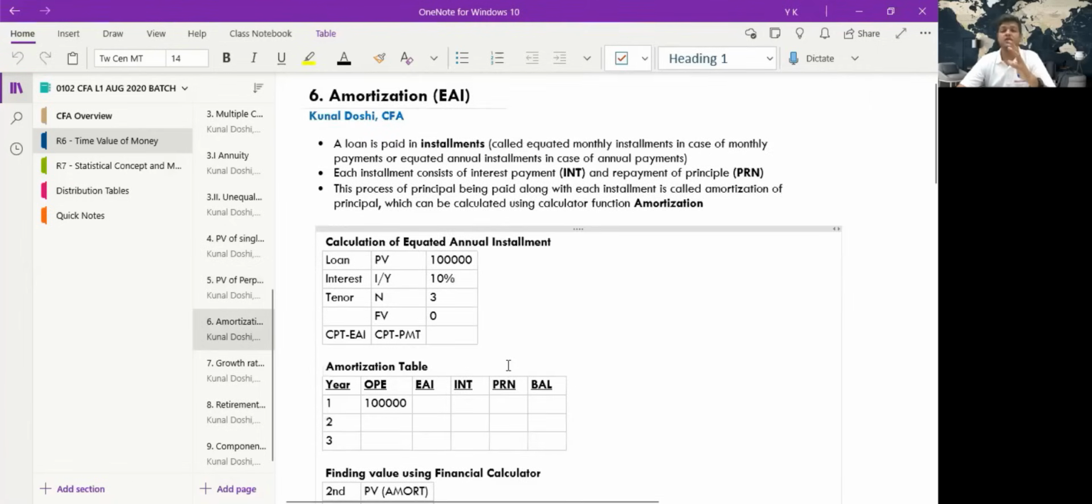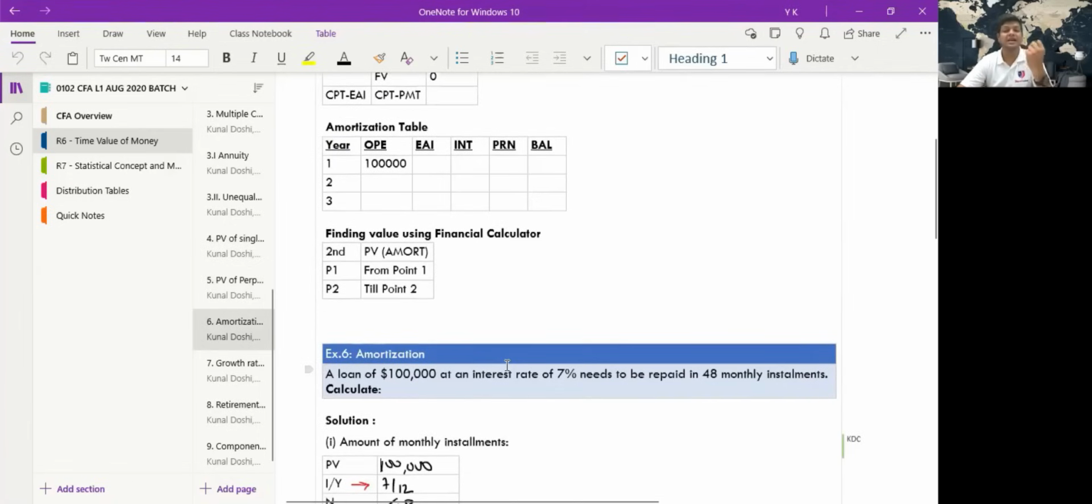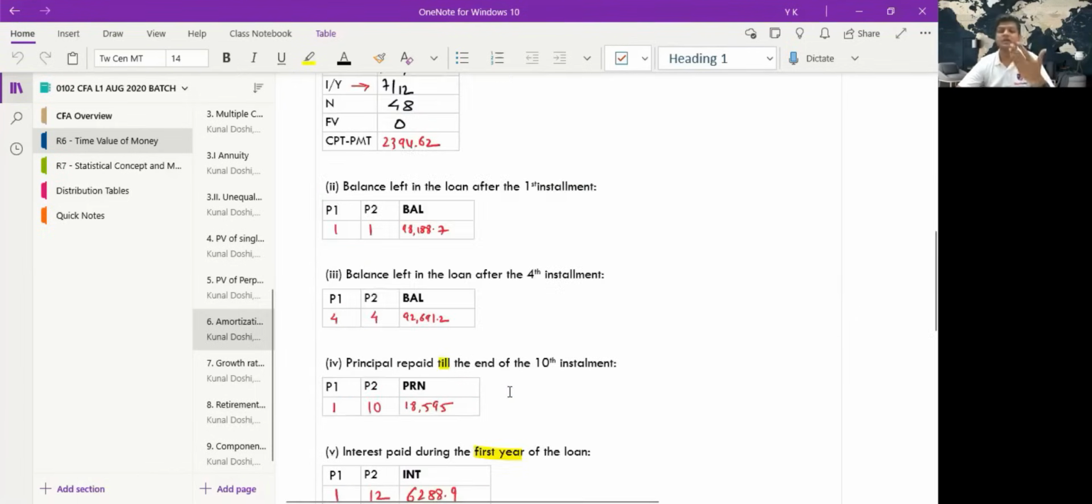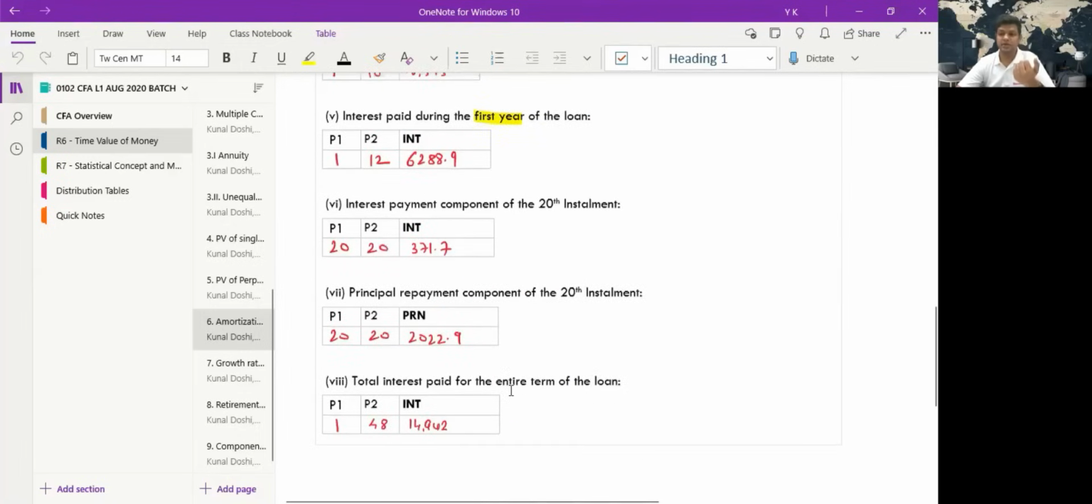In the amortization schedule, the first thing you do is that you calculate the installment, that is the equated annual amount, and this installment can be monthly or annually. So we calculate that amount, then we go to the second PV function, which is second amortization function, and in that P1 and P2, P1 is from and P2 is till. So from a point A till point B, accordingly, whatever the question is being asked, you can answer them based on which interest component do they want, which principal repayment component do they want, or what is the balance of the loan at the end of a particular period. So all those questions you can answer by just going to the P1 and P2 part, and accordingly, we had yesterday solved a couple of questions based on that. Correct?